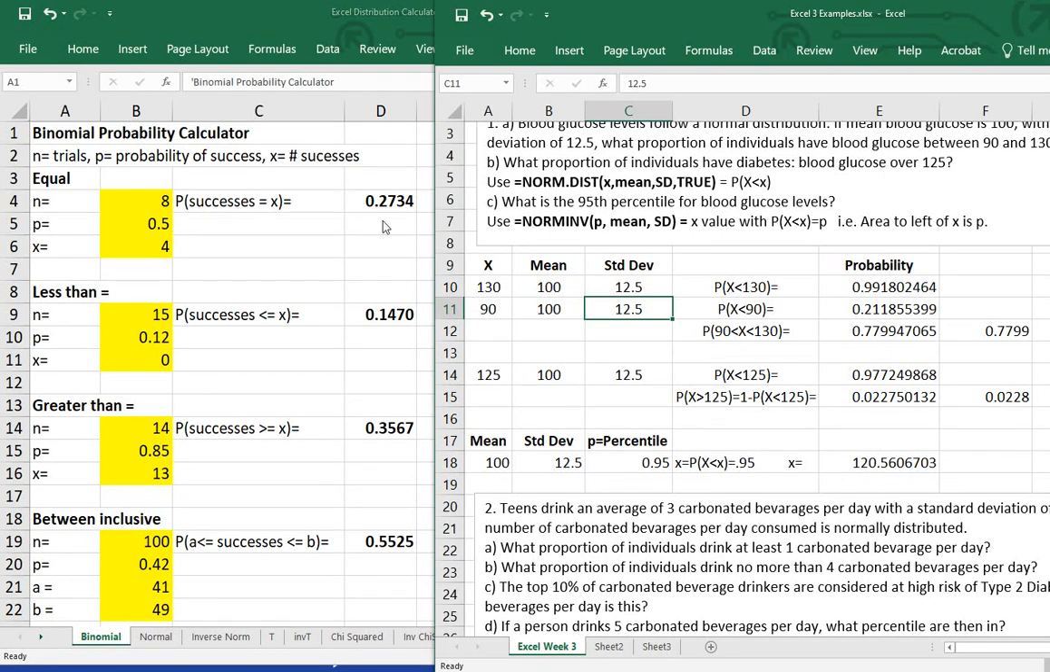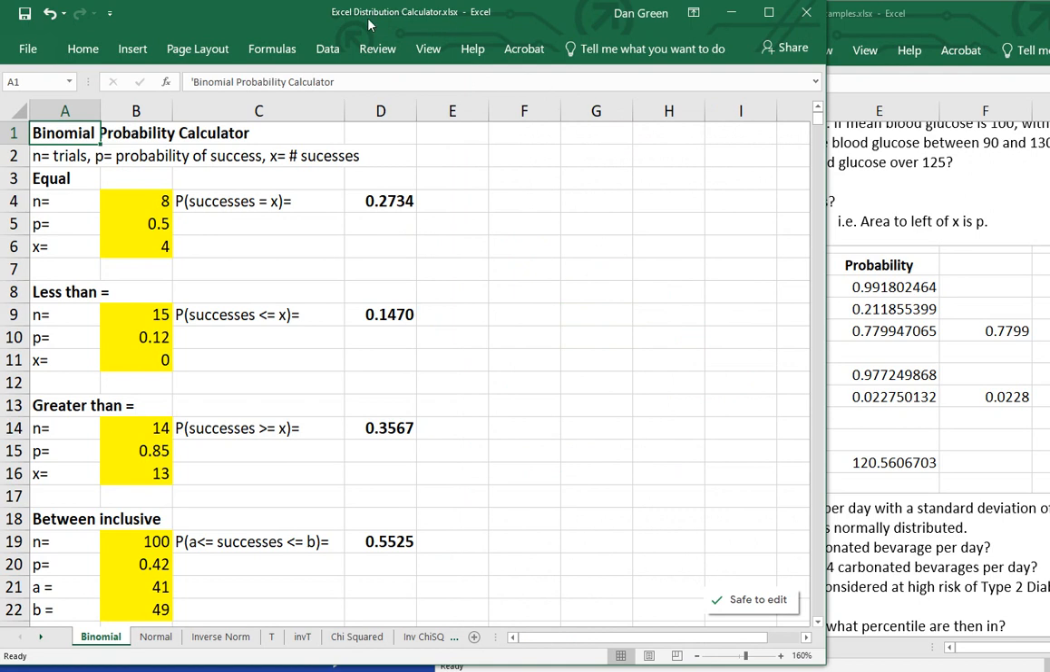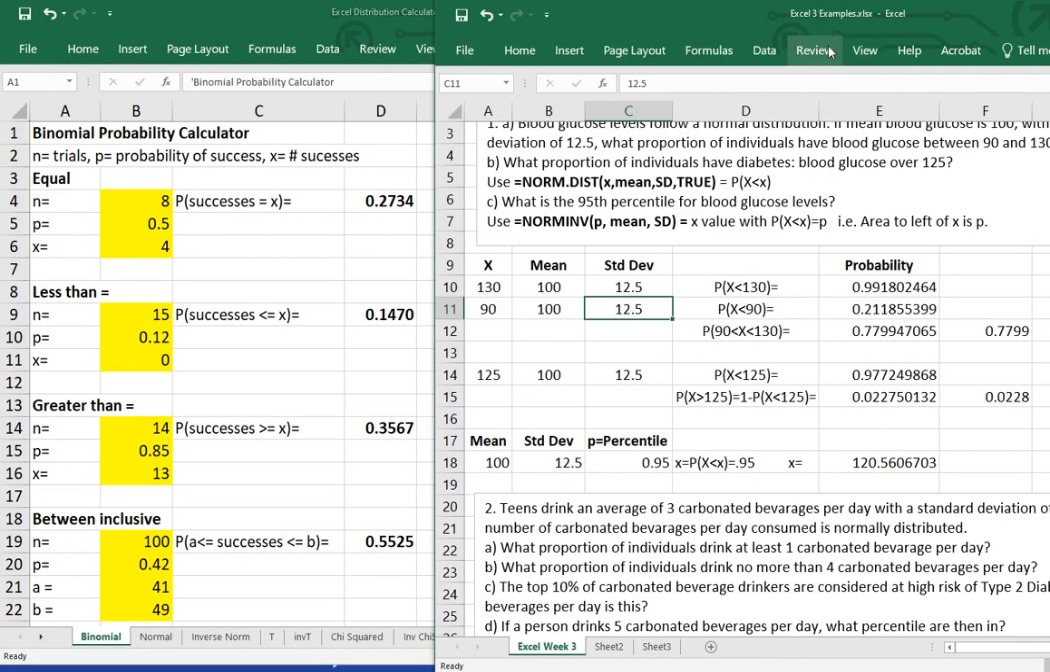I wanted to show you how to use the Excel distribution calculator, which can be found in the class resource folder. So let's look at some of the examples that we did from Excel Part 3 last week. Here in this first example, we were using NormDist to find normal probabilities. We wanted the probability x is less than 30 with your mean and standard deviation.